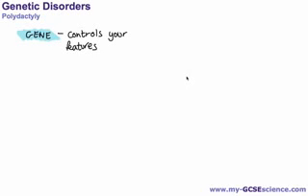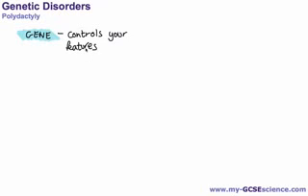For today we're going to look at genetic disorders, and we're going to look at one particular one called polydactyly. Now before we do that, there's a couple of definitions that I want you to know and understand, and the first one is the word gene. Now a gene is something that controls your features.